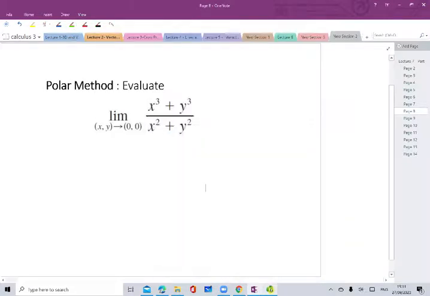Now, in this part of the session, we're going to talk about another method to find the limit of a function of more than one variable. If the limits along different paths are equal, we said we cannot guarantee existence of the limit, so I need a more general formula or a rule to give me a conclusive answer.